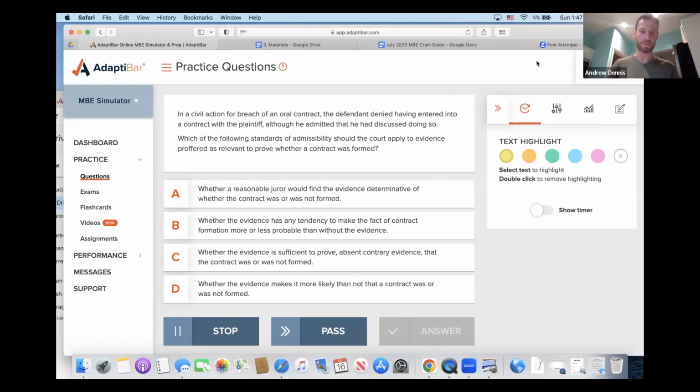formed, whether evidence has any tendency to make the fact of contract formation more or less probable than without the evidence, whether evidence is sufficient to prove, absent contrary evidence, that the contract was or was not formed, and whether the evidence makes it more likely than not that a contract was or was not formed.